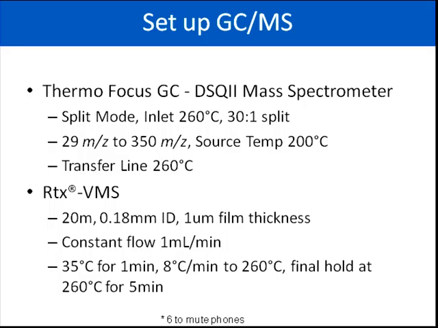For the separation, we used an RTX-VMS column, which does a very good job of separating out volatiles. It was a 20-meter column with a 1 micron film thickness. We set it at a constant flow of 1 mL per minute, and the temperature profile for these materials was 35 degrees C for 1 minute, ramping to 260 degrees C at 8 degrees per minute, and then finally holding that at 260 degrees.